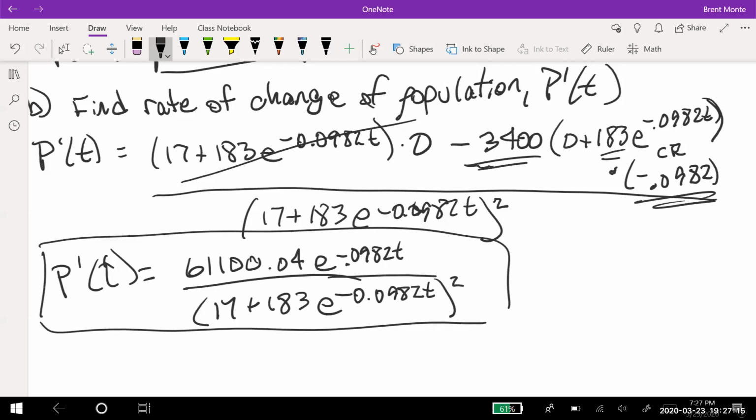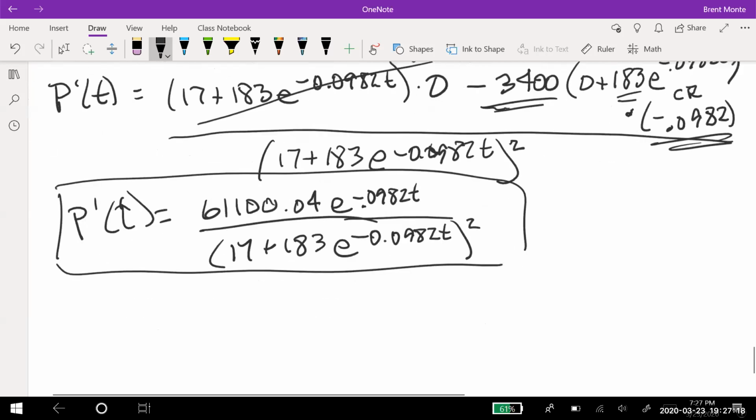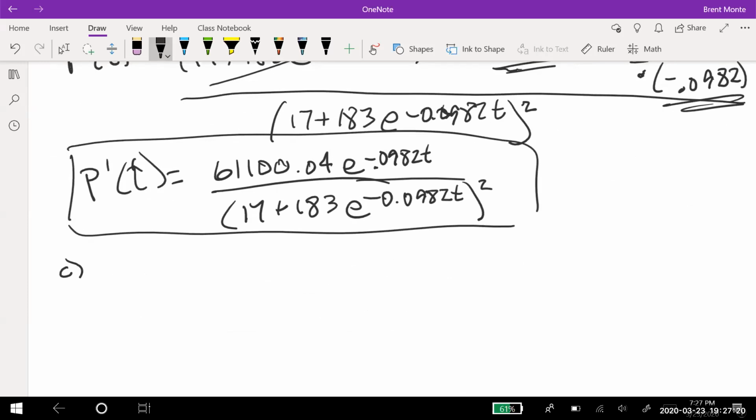All right. So C, we're just going to do one of these parts. They say, find rate of change in population after 10 years. I will do 10 years and 75 years. Well, that's kind of an ugly function. Find rate of change. I'm just going to do one. After 10 years.